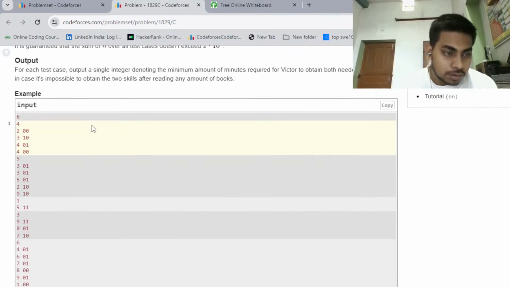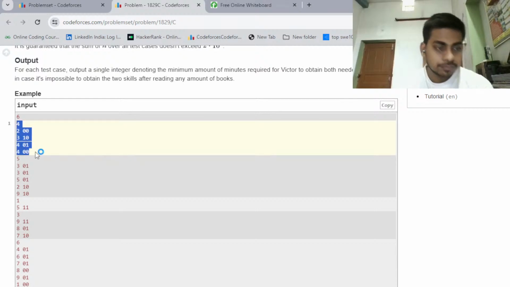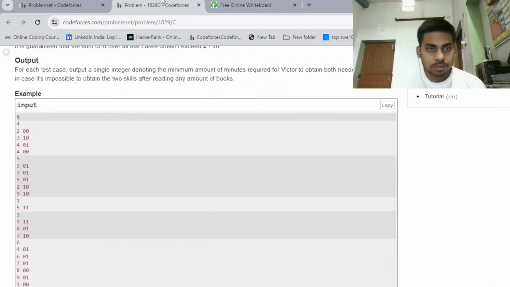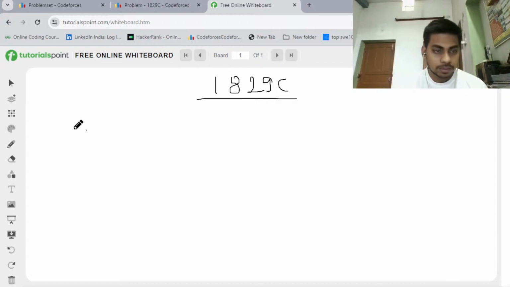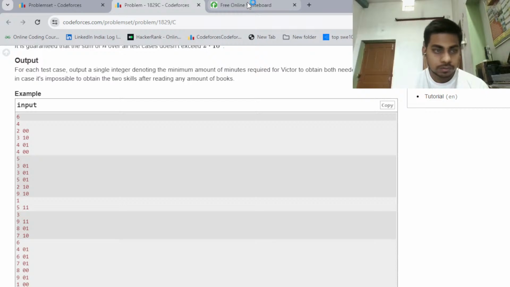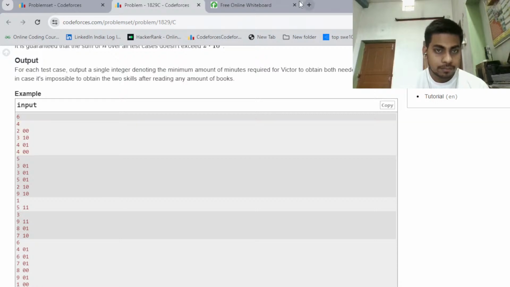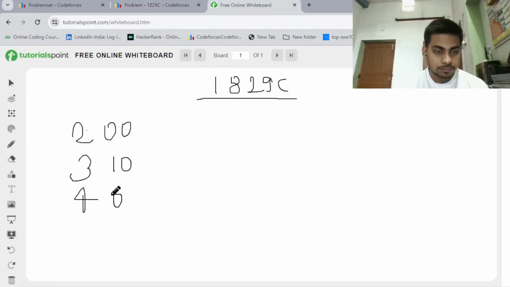So let's say this is the first example. Basically the question is we have four books given: the first is 2 0 0, then 3 1 0, then 4 0 1, and the last one is 4 0 0.